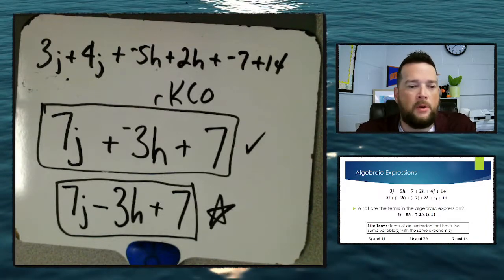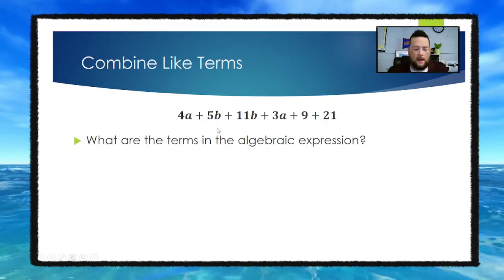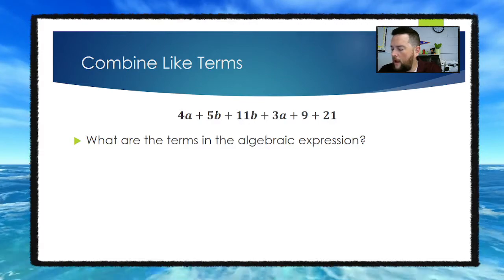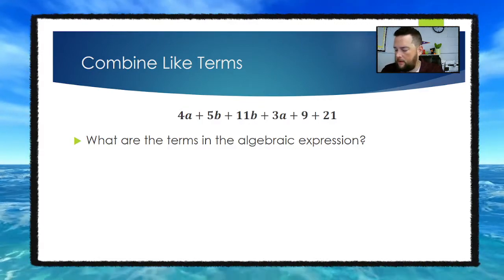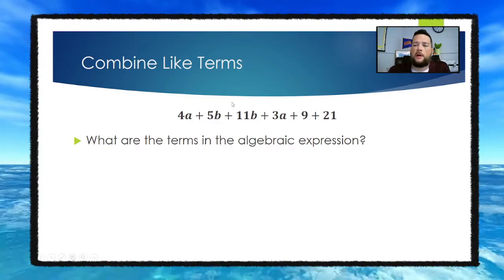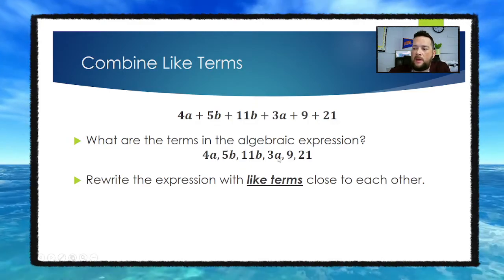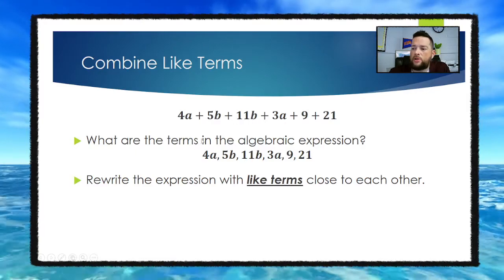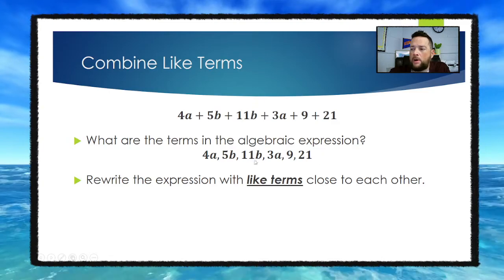All right, now we're going to go back here, and I want you to try this one on your own. So take this one right here, pause the video, and I just want you to write out what are the terms of the algebraic expression, right? Hopefully you wrote out 4a and 5b and 11b and 3a and 9 and 21. Remember that the word terms just refers to all of the individual terms, kind of an all-encompassing vocabulary word, all right?